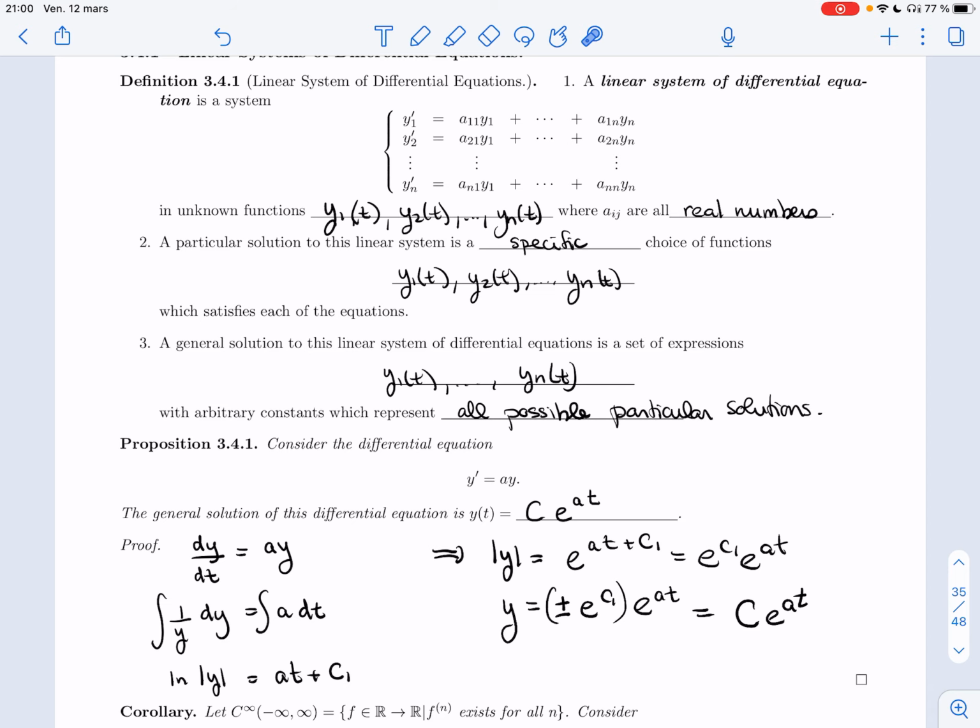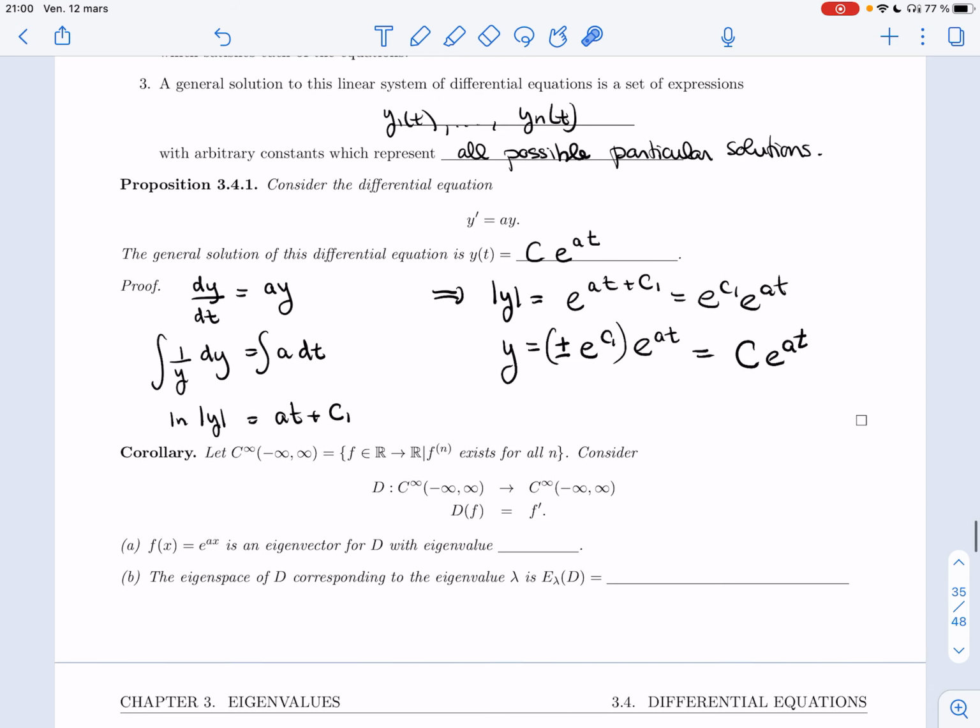We actually saw something close to this. We can think of the derivative as a linear map D between infinitely differentiable functions that sends f to f prime. And we already saw this: e to the at is an eigenvector for D with eigenvalue a. And that's why we have the a here. And the eigenspace of D corresponding to the eigenvalue lambda is the set of all c e to the lambda t, where c is any real number.